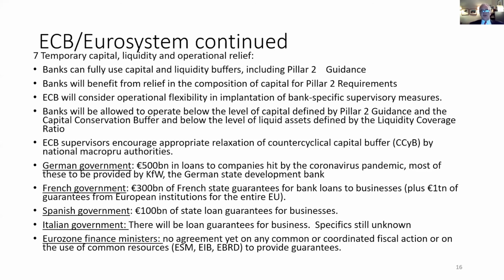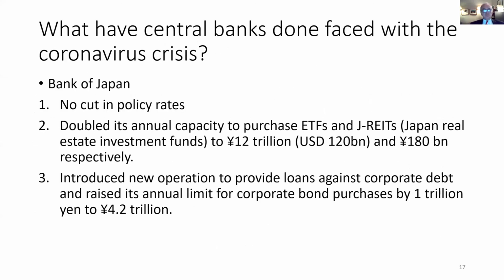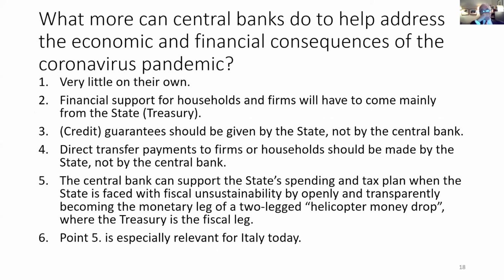The Spanish government, the Italian government, and all of them will, I think, ultimately end up underwriting the fundamental solvency problems that are faced by their financial institutions and/or by their corporates, depending on who takes on the overall exposure. In Japan, very little was done in response to this crisis thus far. Now, what more can central banks do? Very little on their own.